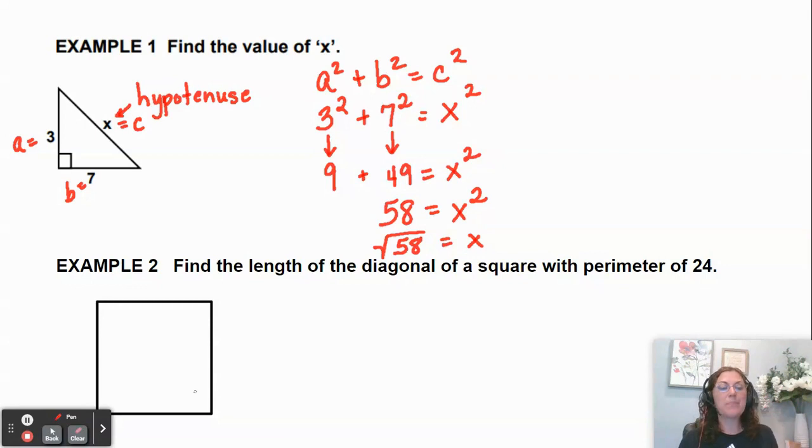Let's do one more. Example 2 says, find the length of the diagonal of a square with a perimeter of 24. So we're looking for this diagonal right here. I'm going to call it C because it's going to be opposite a right angle. Now the key is when we know the perimeter of a square has 4 sides, all sides are the same. So if the perimeter, the distance around it, is 24, then each side had to be 6.